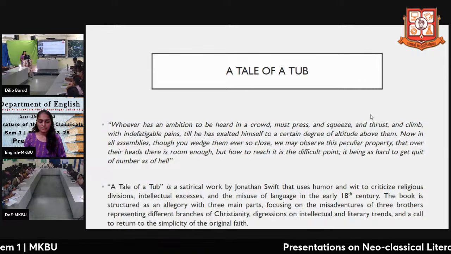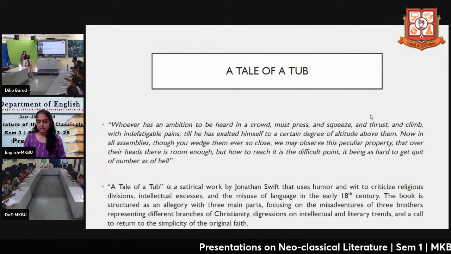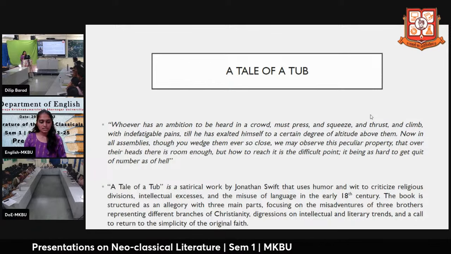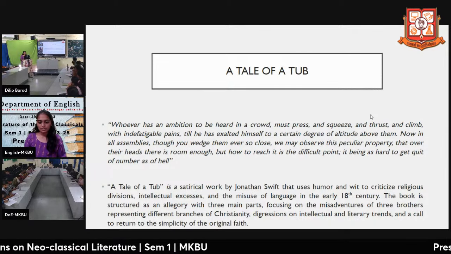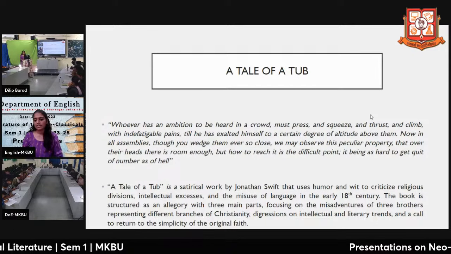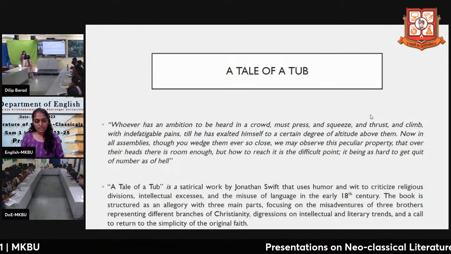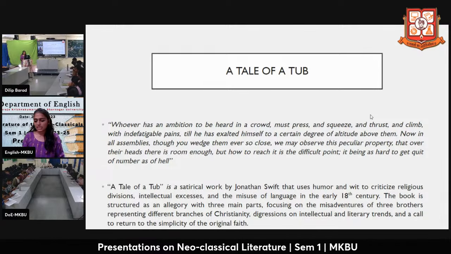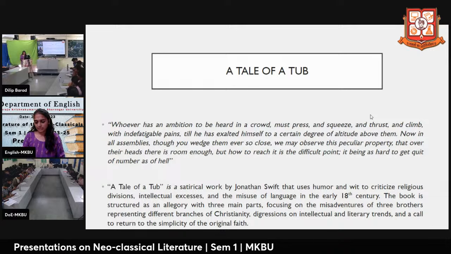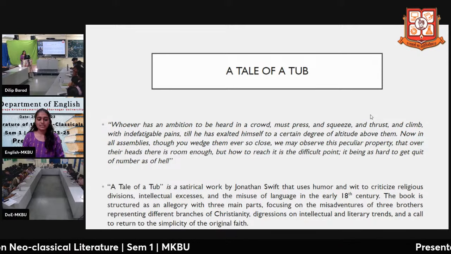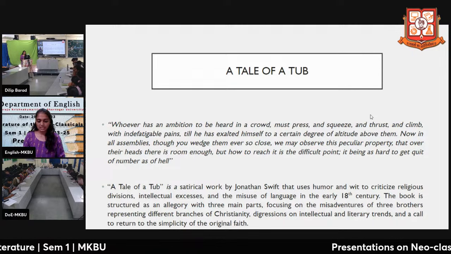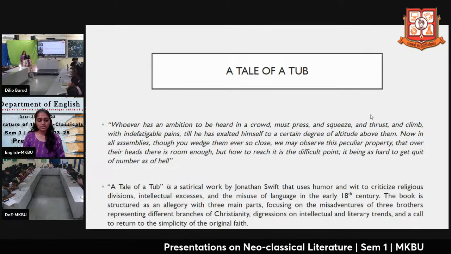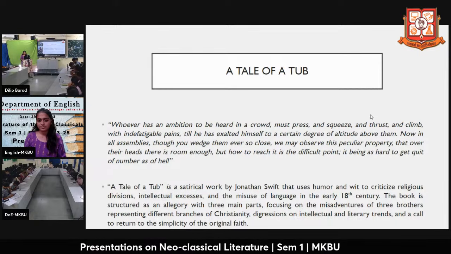A Tale of a Tub is a satirical work by Jonathan Swift that uses humor and wit to criticize religious divisions, intellectual excesses, and the misuse of language in the early 18th century. The book is structured as an allegory with three main parts, focusing on the adventures of three brothers representing different branches of Christianity, digressions on intellectual and literary trends, and a call to return to the simplicity of the original faith.